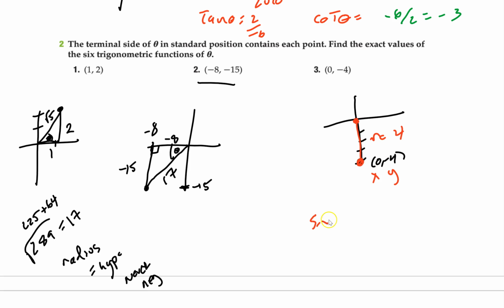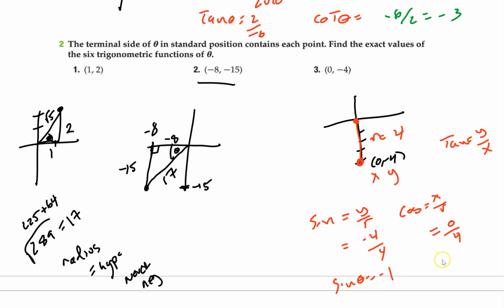So if I was doing sine, sine is y over r, cosine is x over r, and tan is y over x, or sine over cosine. So in this case, sine is going to be the y value over the r value, which is 4. So sine of theta equals negative 1. Cosine would be 0 over 4, which is 0. So cosine theta equals 0. And tan would be sine over cosine, or y over x, which would be negative 4 over 0. And you can't divide by 0, so this is undefined.